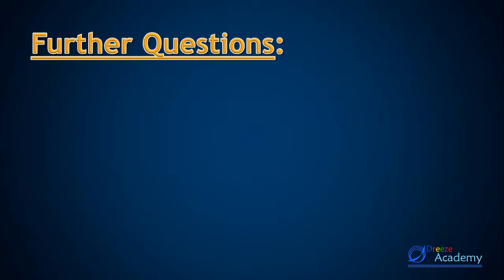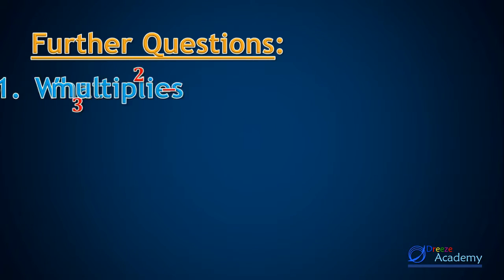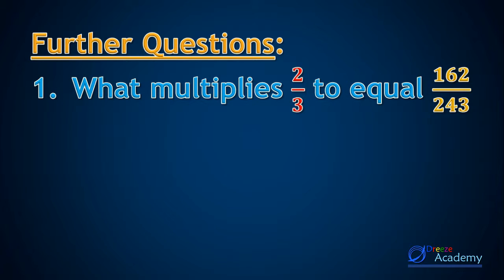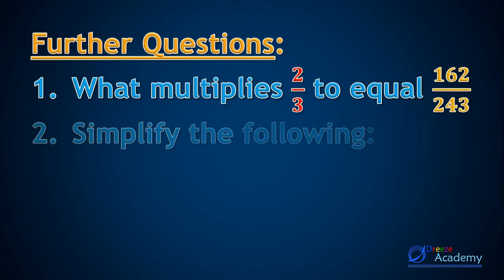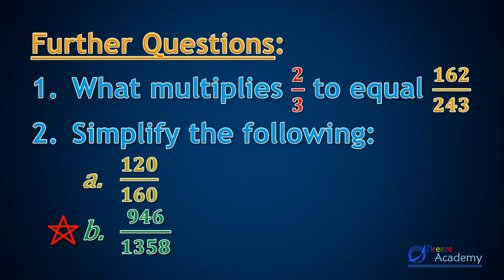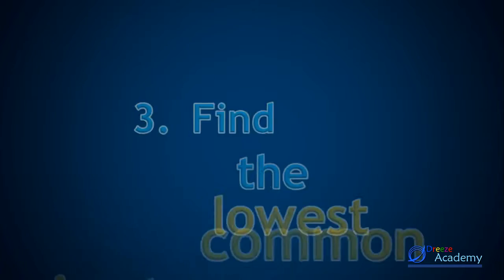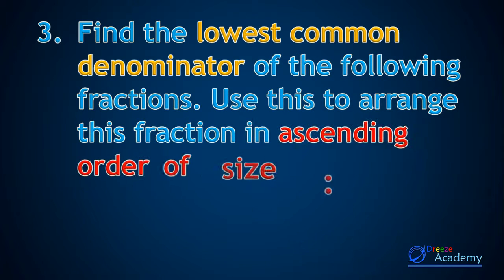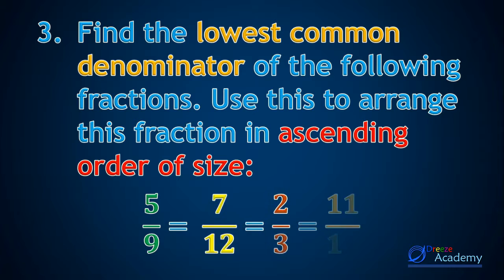Now solve these questions yourself. What multiplies 2 over 3 to equal 162 over 243? Simplify the following: A. 120 over 160, B. 946 over 1358. Find the lowest common denominator of the following fractions. Use this to arrange this fraction in ascending order of size.